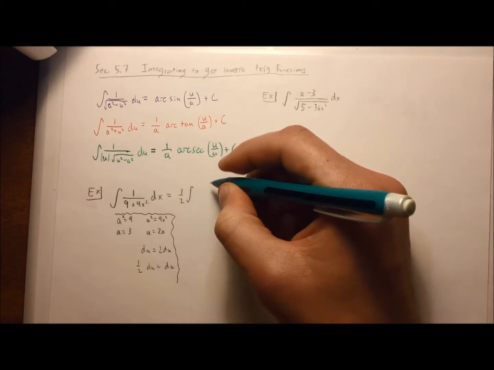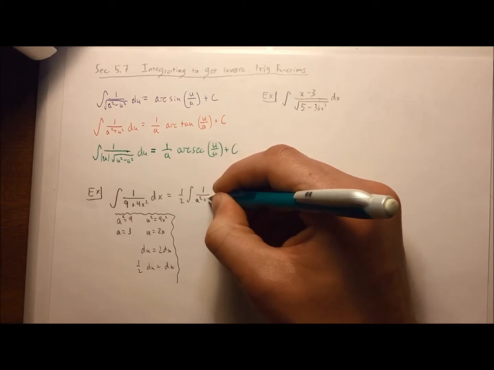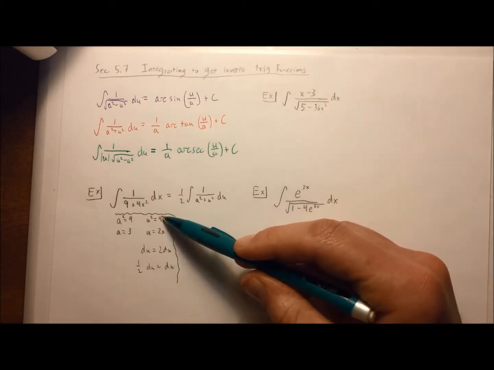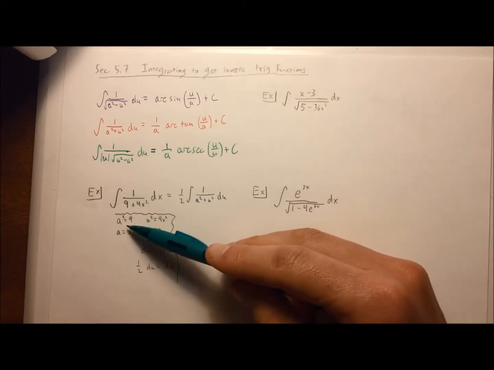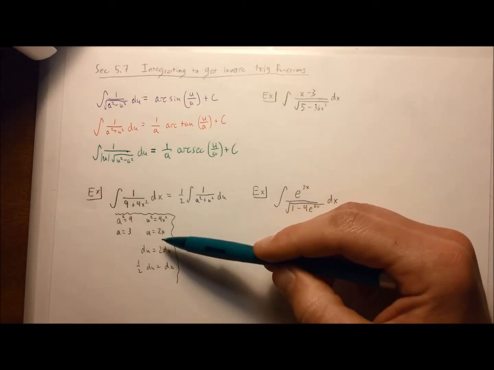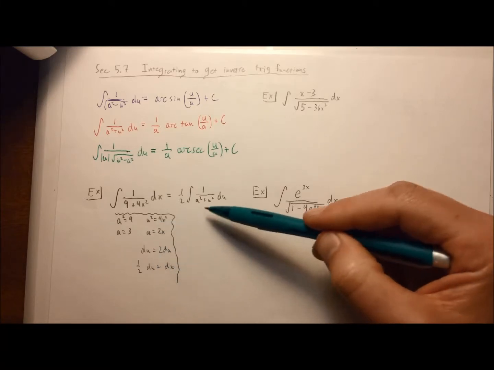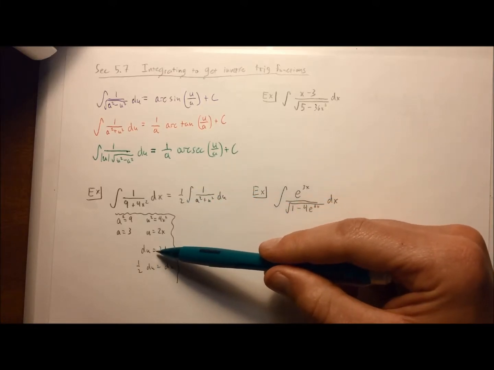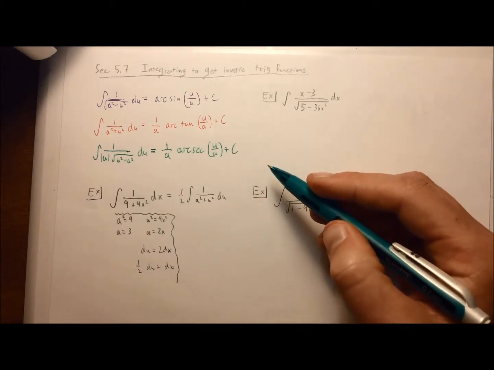1/2 of 1 over a squared plus u squared du. 4x squared is the u squared. The a squared is the 9. And instead of dx, I'm integrating with respect to u, so I derived that to get du is equal to 2 dx, or 1/2 du is equal to dx.